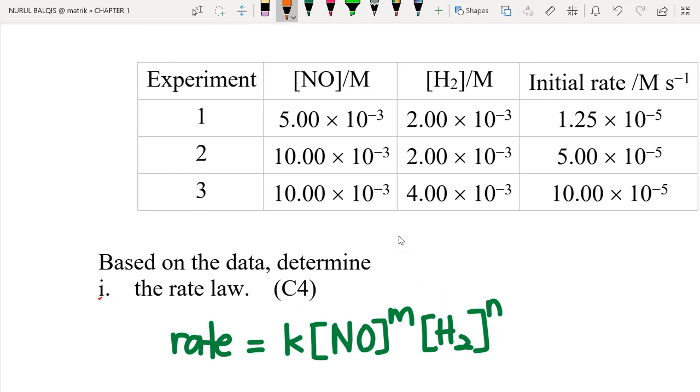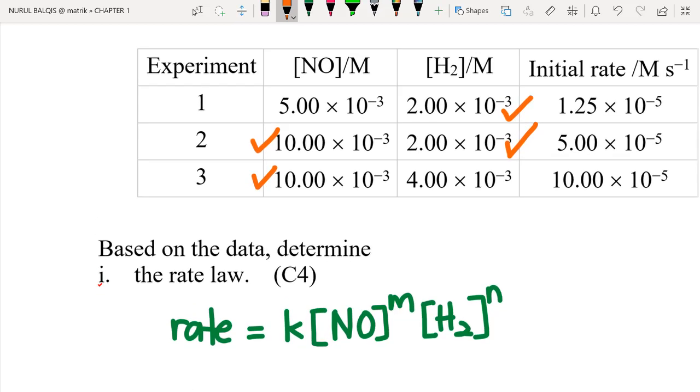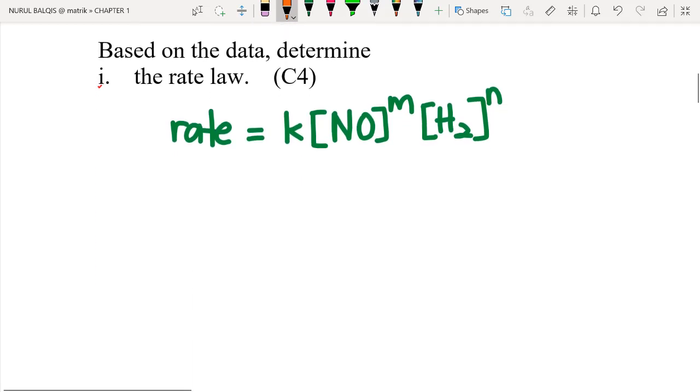For nitrogen oxide, we have constant concentrations at experiment 2 and experiment 3, meaning we're going to compare these two. And for hydrogen gas, we have constant concentrations at experiment 1 and also experiment 2. We take the bigger value to be the denominator. If we want to find the order of reactions for nitrogen oxide, then we need to keep the concentration of H2 constant. So we will compare rate 2 over rate 1.